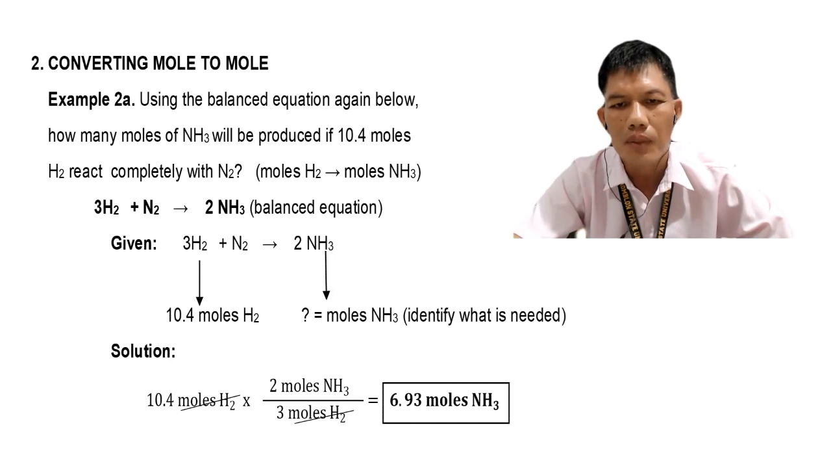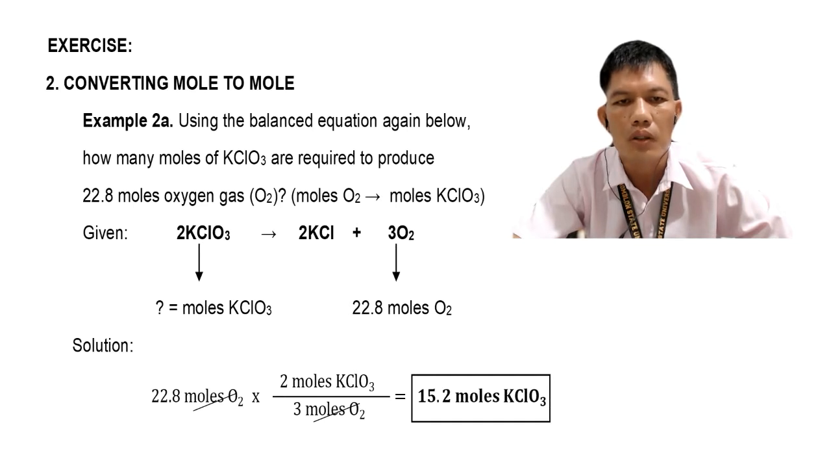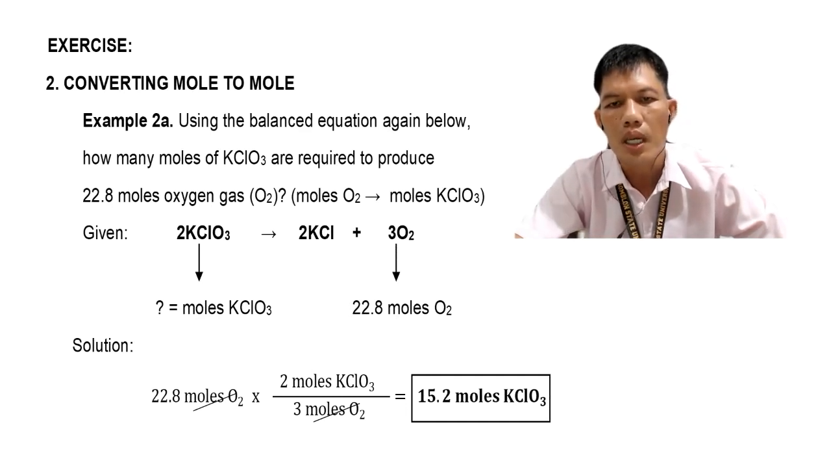I have another problem in the next slide. Using the balanced equation again below, how many moles of KClO3 are required to produce 22.8 moles of oxygen gas? So what is needed here again, or the unknown, is moles of KClO3. We put the arrow under the 2 KClO3 with the question mark, which is the unknown, and the given, which is 22.8 moles of oxygen. Again, this is a problem of stoichiometry regarding mole to mole conversion.